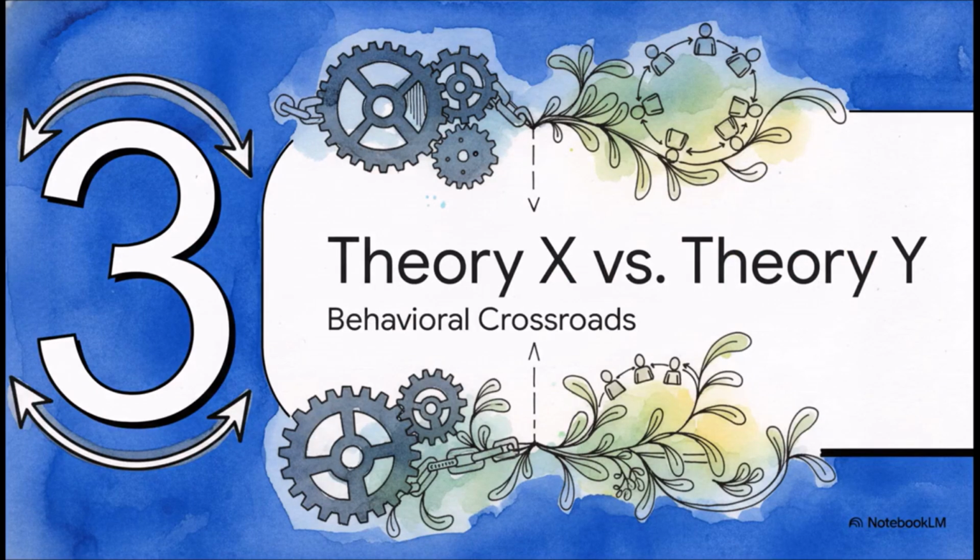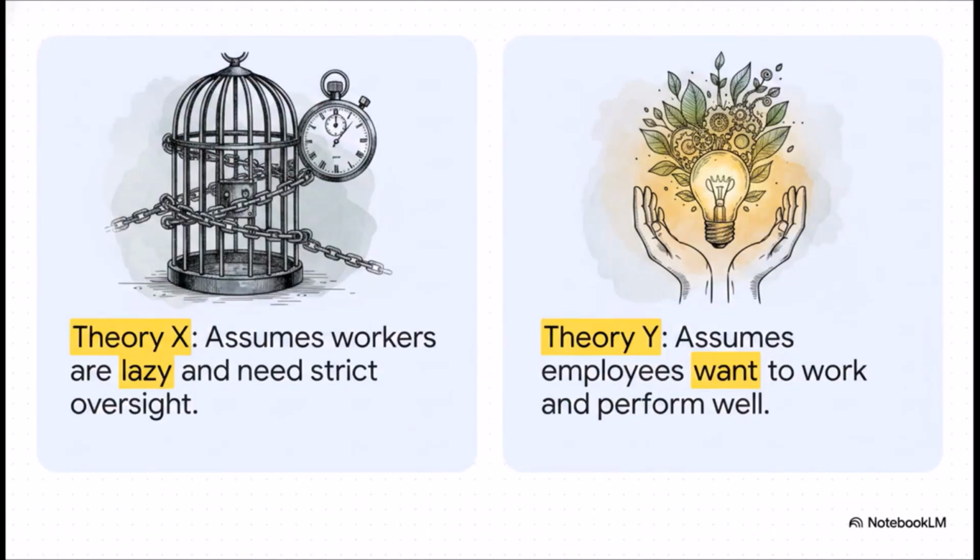This brings us to Section 3, Theory X versus Theory Y, examining the behavioral crossroads. There's a really stark contrast between these two mindsets. Theory X is that old school, the beatings will continue until morale improves kind of mentality. It basically assumes that workers are inherently lazy. Well, SAIC fiercely rejected that. No way.